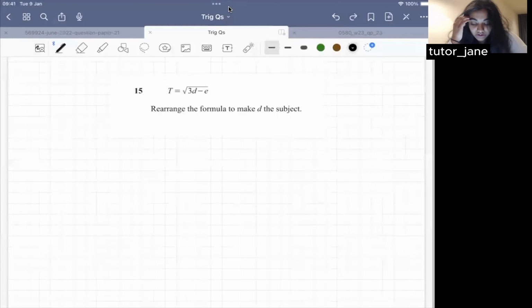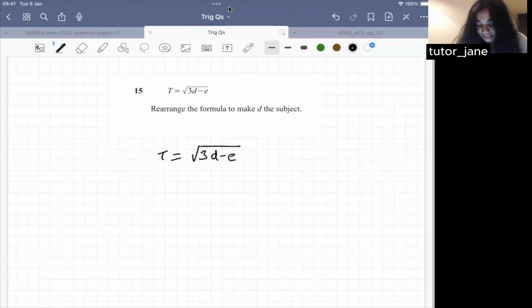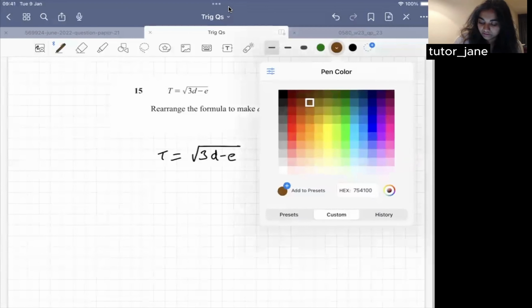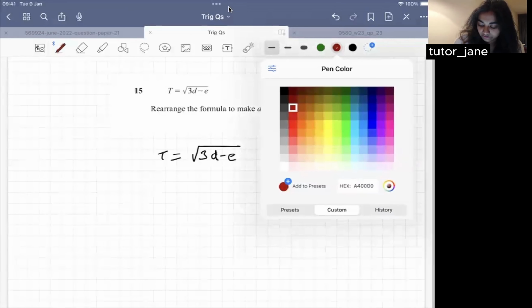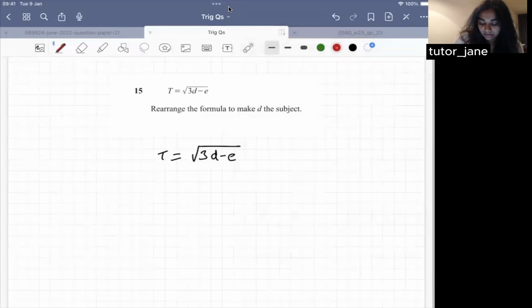Okay, fantastic. So. Question 15, rearrange the formula to make D the subject of the equation. So here we have capital T equals, I'm going to rewrite it again, the square root of 3D minus E. Now, when we rearrange to make other variables the subject, what we have to do is we need to isolate that variable on its own. That's how we do this.